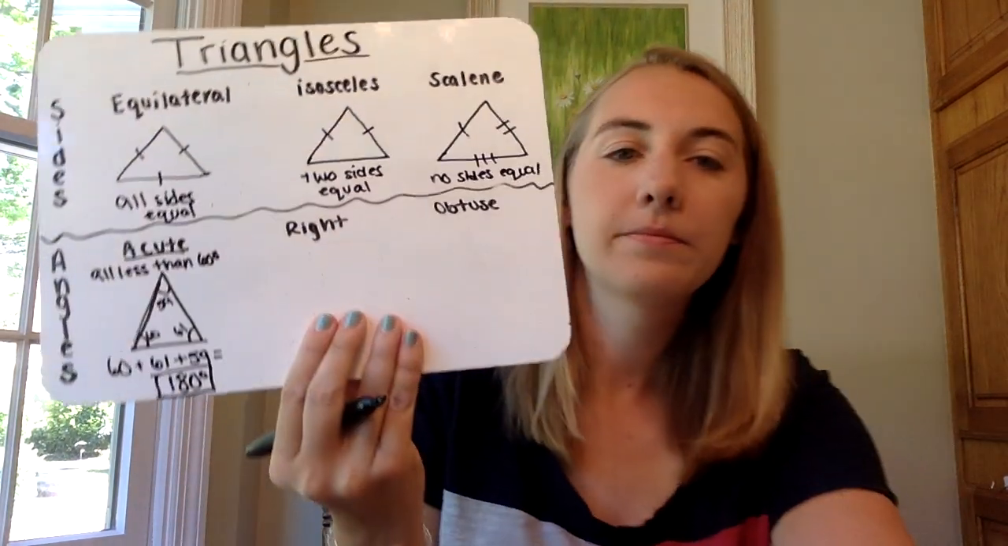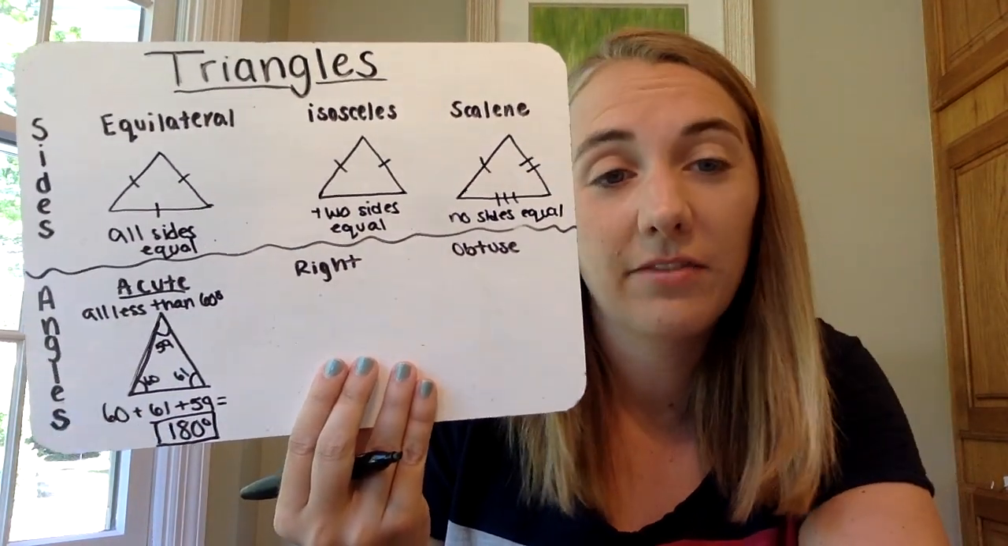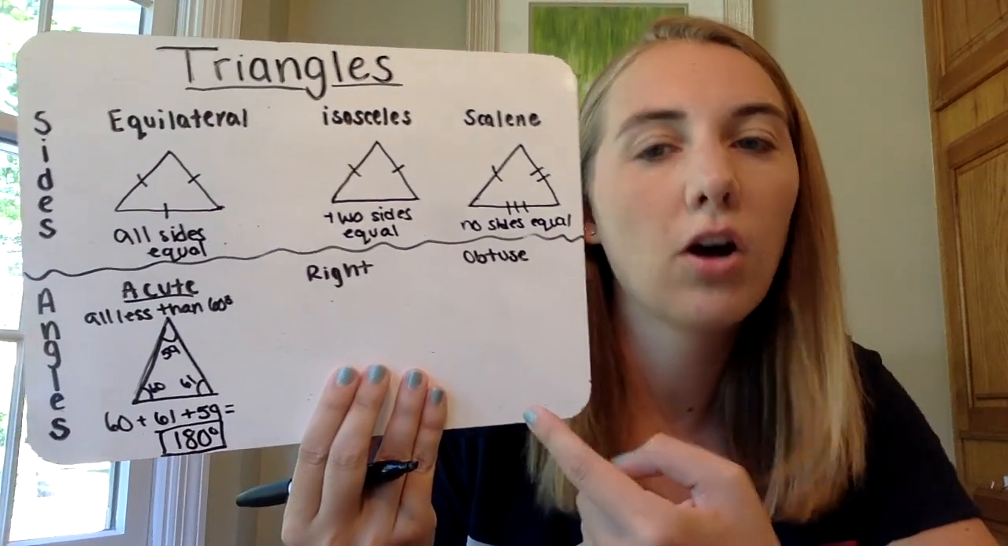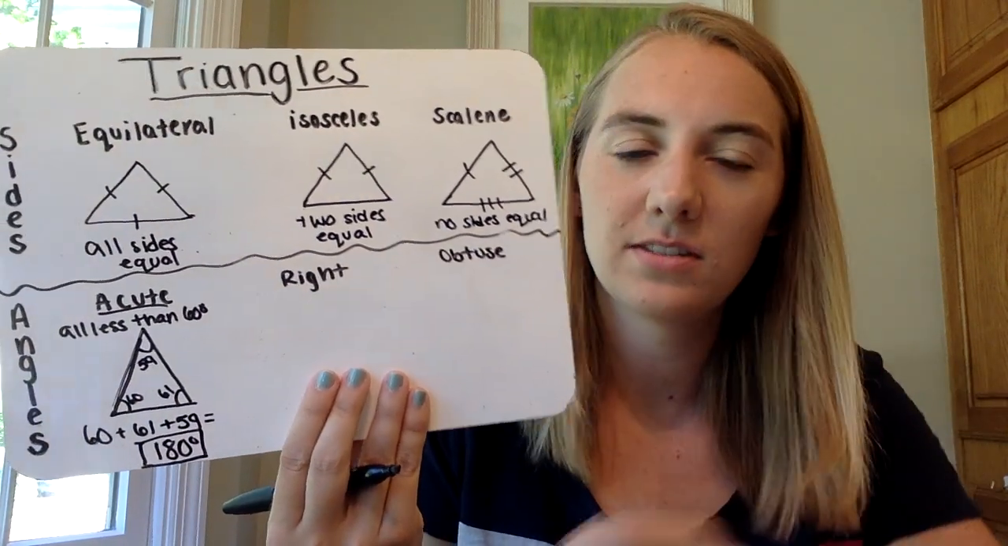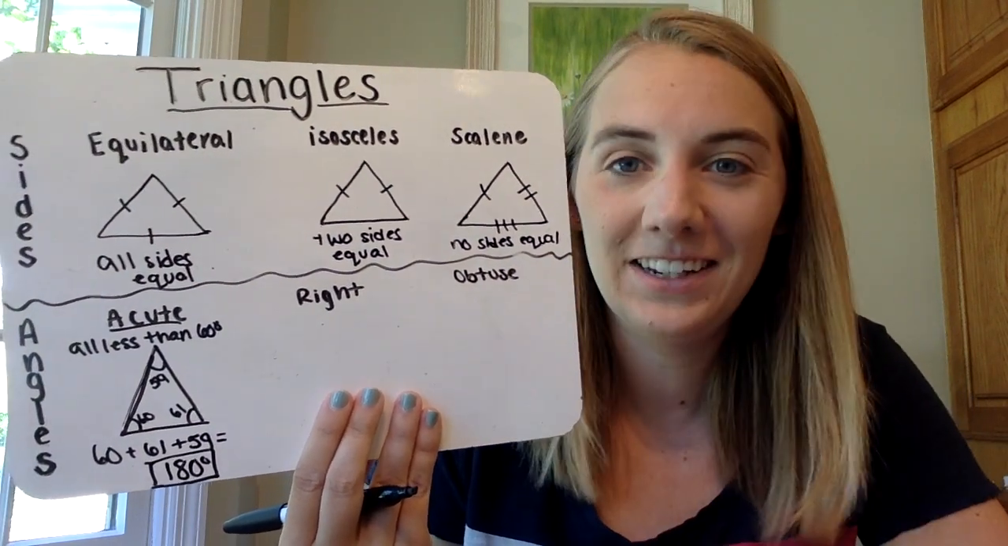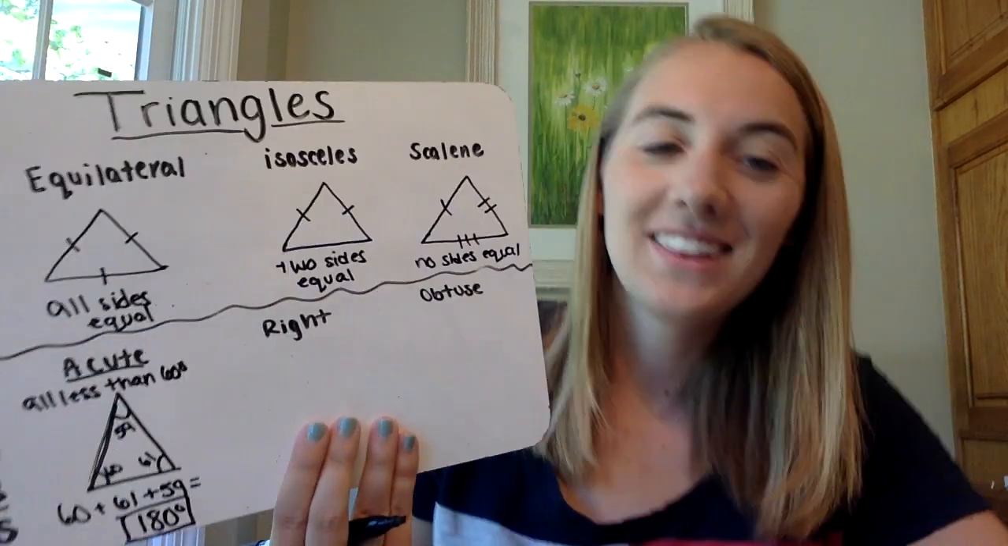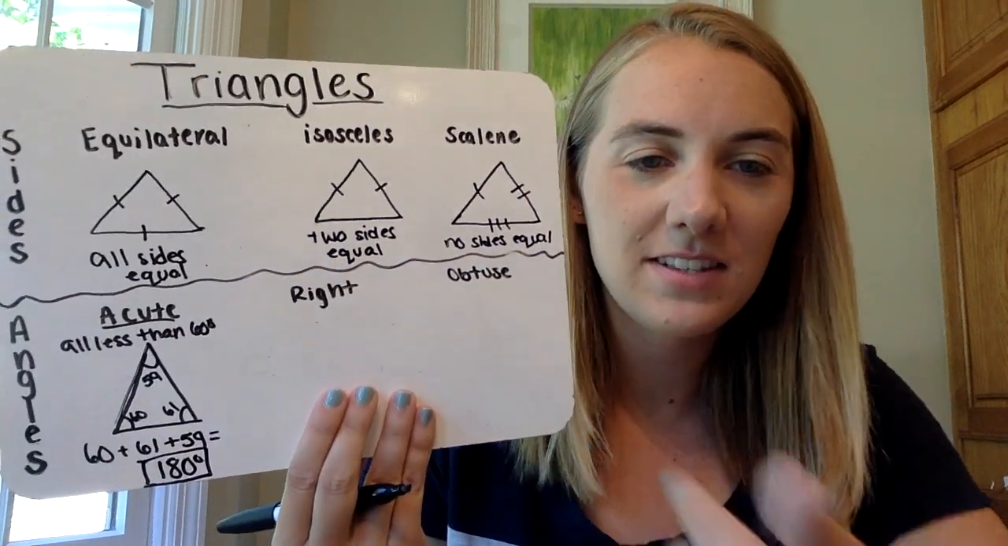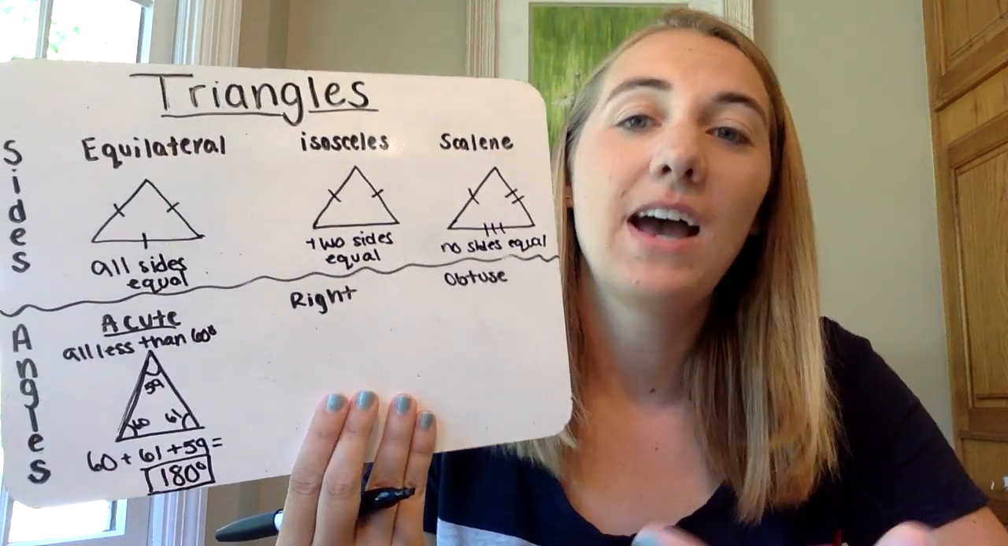So in an acute triangle, the angles could be 60 degrees or less, but all less than 90 degrees. Less than 90 degrees, then we can have 60, 61, 59. They have to add up to 180 degrees.